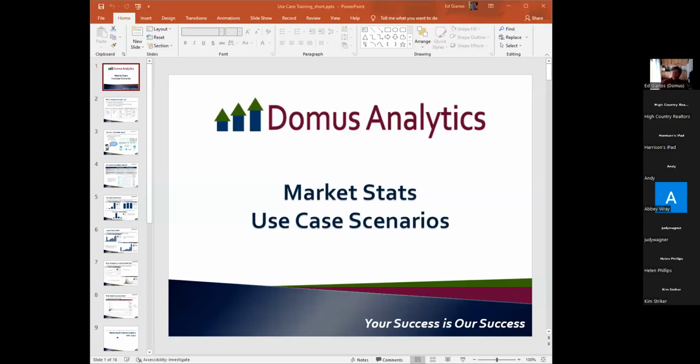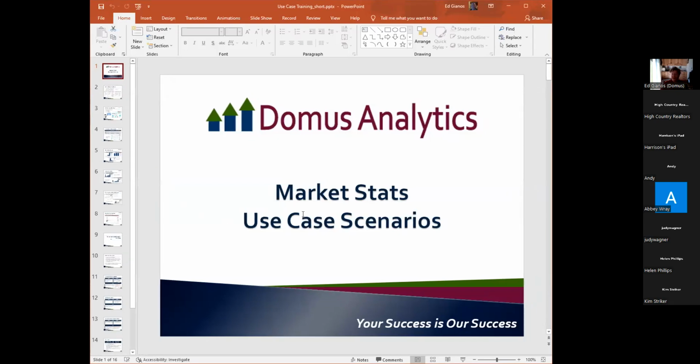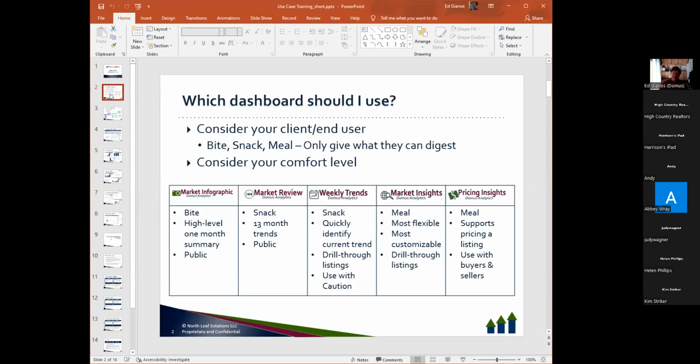All right. So I've talked a lot about what the dashboard is, how to use them and the different stats and what they mean. I want to spend the last 10 minutes talking about some ideas I've heard of other people using them. So when you think about which dashboard should I use, information is delivered in chunks. There's a theory called bite, snack, meal, where you decide if you want to have a 30-second sentence, a 5-minute conversation, or maybe sit down for an hour and roll up your sleeves.